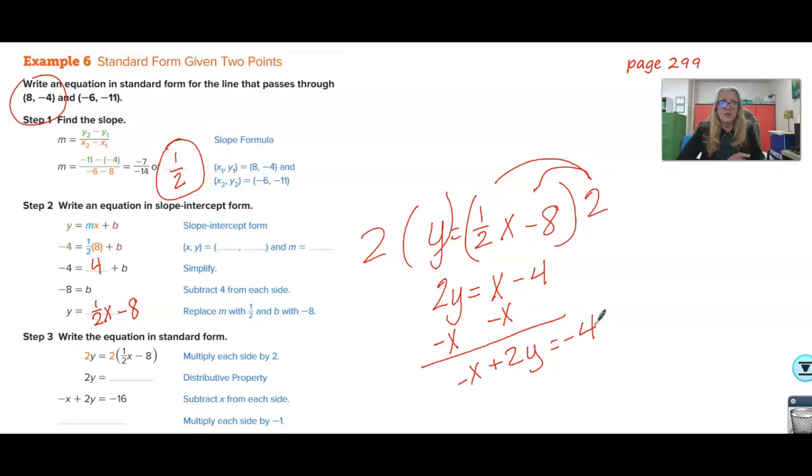But Miss Williamson, you said that A could never be negative, and I meant it. We have to now multiply both sides of this equation, every term in the equation, by negative 1 to fix that. So this will become positive x, this becomes negative 2y, and this becomes positive 4. And that is the final, totally reduced form: x minus 2y equals 4. Perfect form. Yes. I'm happy.